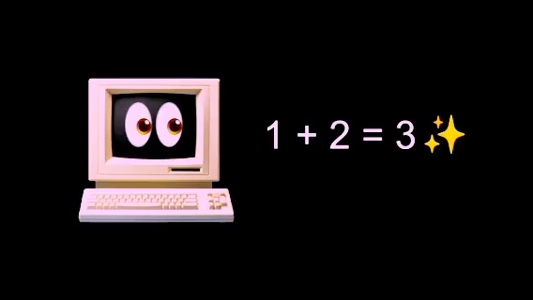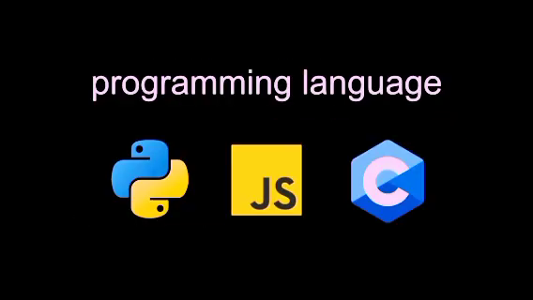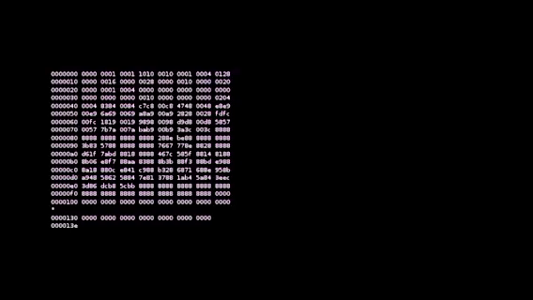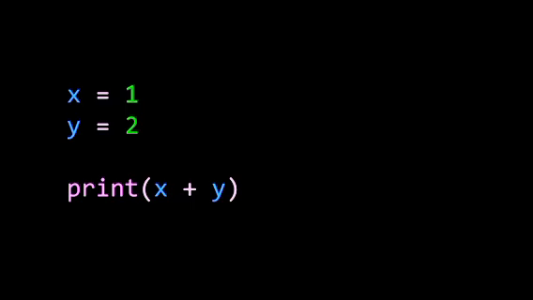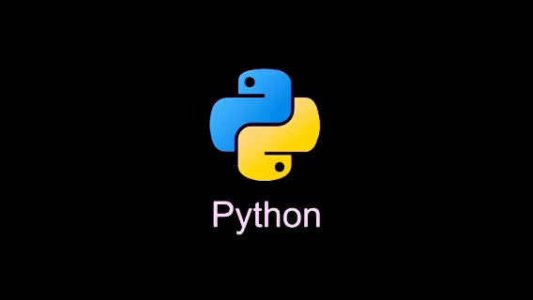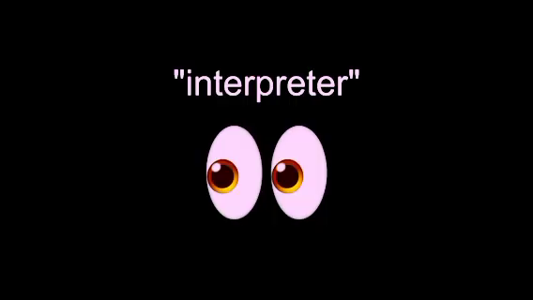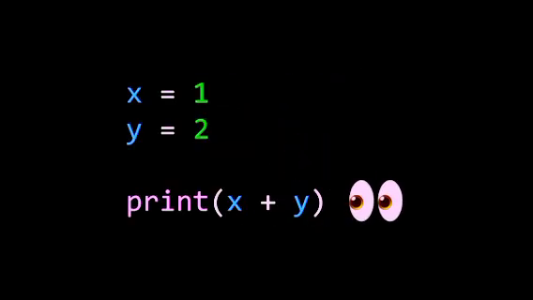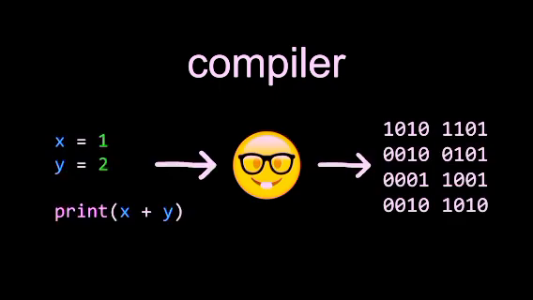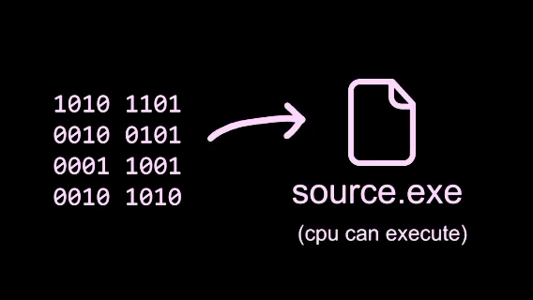But the best way to make a computer do something useful is with a programming language, which uses abstraction so that instead of this, you can write code that looks like this, which is then converted into machine code for you. Some languages like Python use an interpreter, which directly tries to execute the source code line by line. Other languages like C or Go use a compiler, which converts the entire program into machine code before putting it in a file the CPU can execute.